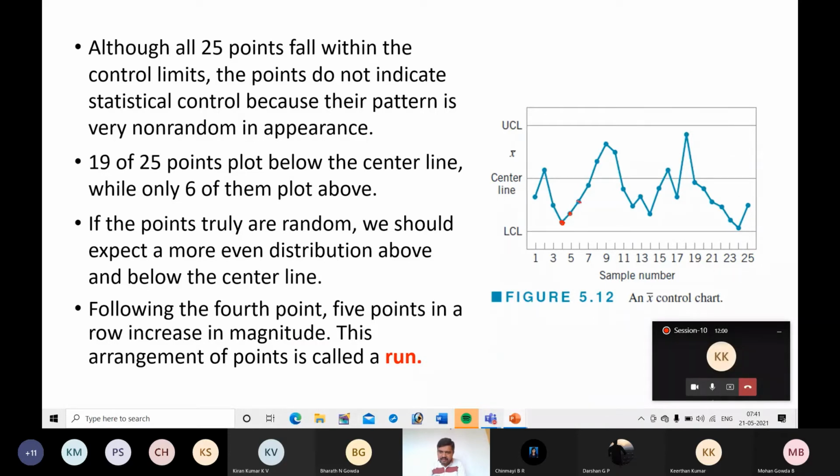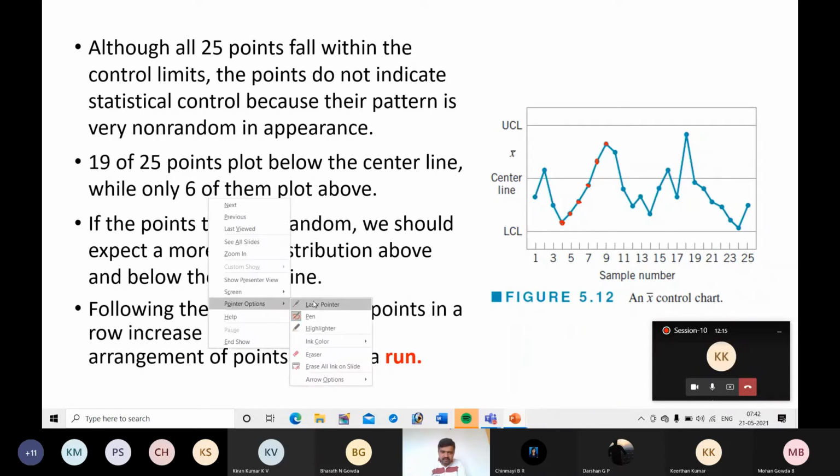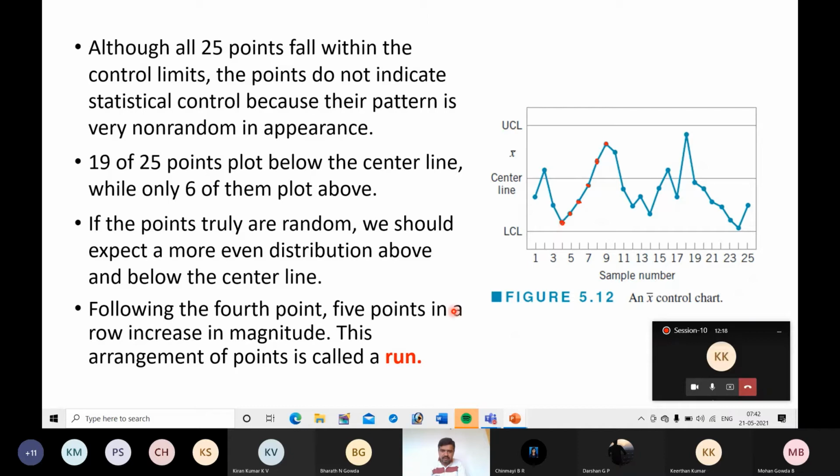So on the chart, continuously it is increasing. So the points are lying above in this manner. Following the fourth point, 5 points in a row: 1, 2, 3, 4, 5. Following the fourth, the upcoming 5 points increase in magnitude, so they are getting higher values. This arrangement of points is called a run. If the points lie in an increasing order or in a decreasing order, that is called a run.